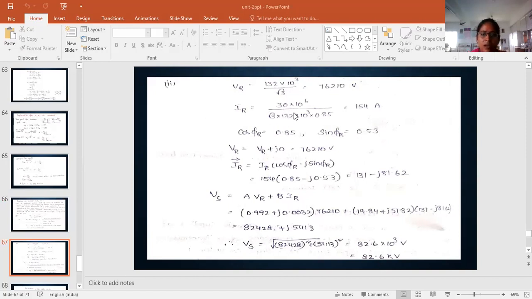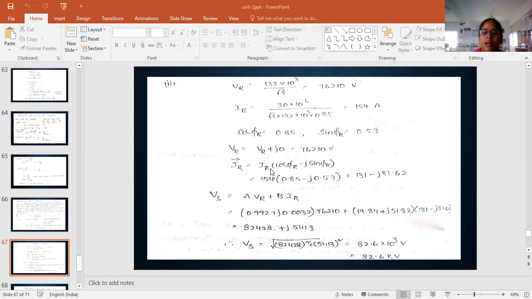So we can substitute the values and get the value of IR, that is 154 amps. Cos phi R is also given, and by using cos phi R we can calculate the sin phi R value also. VR equals VR plus j0, so the VR value equals 76,210 volts, and IR is at an angle of phi R with respect to VR.